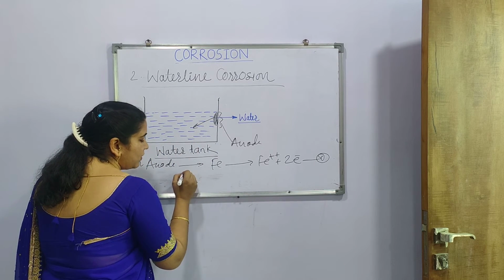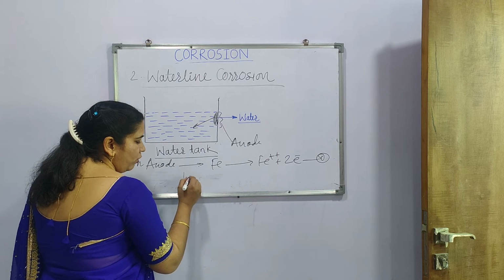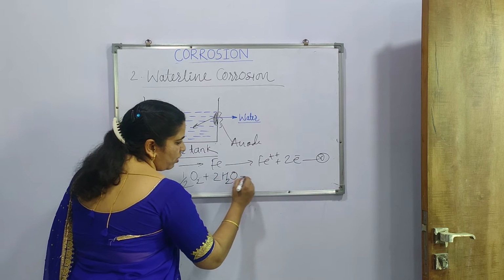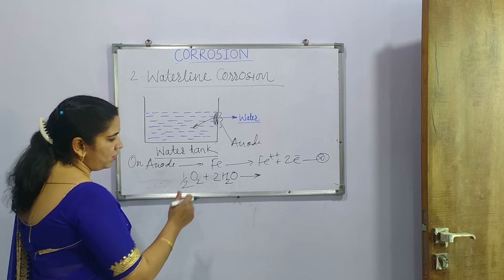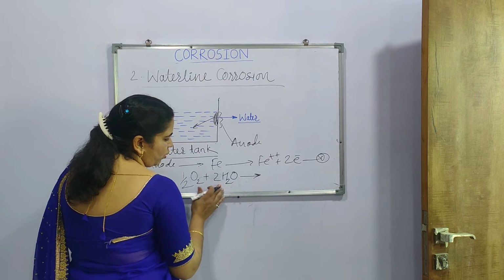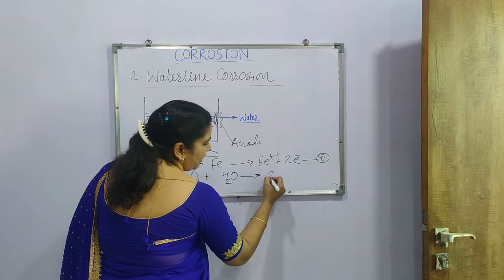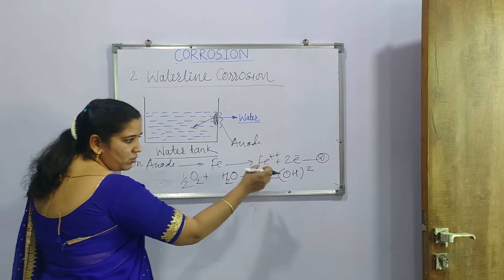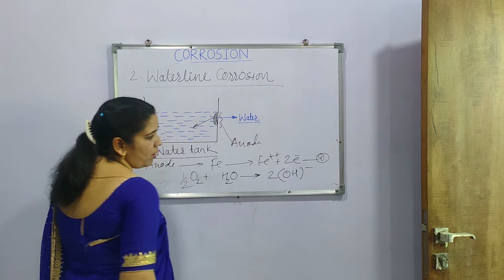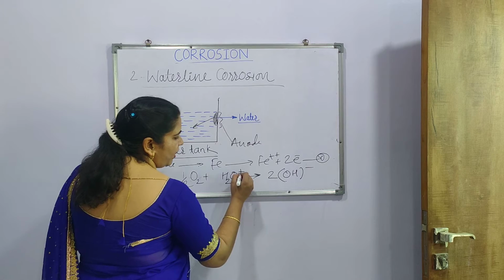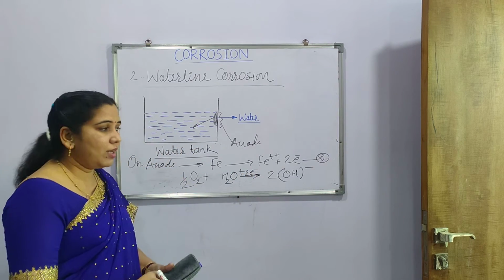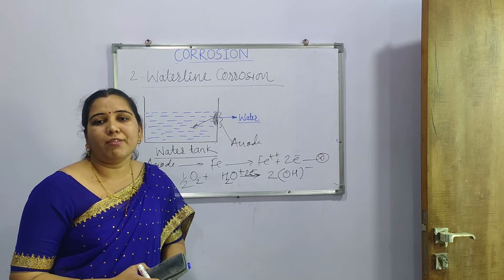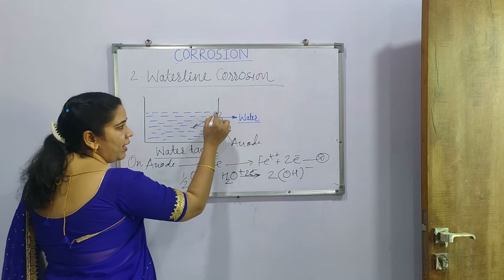With that oxygen, water is also found. So half O2 plus H2O, with the addition of these 2 electrons, gives 2 OH negative ions. In this way, on the right hand side we have Fe2+ and OH negative, and at last we get the product Fe(OH)2, which will remain at this particular place.